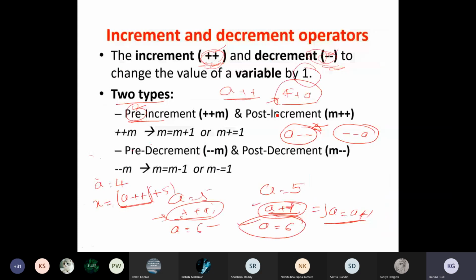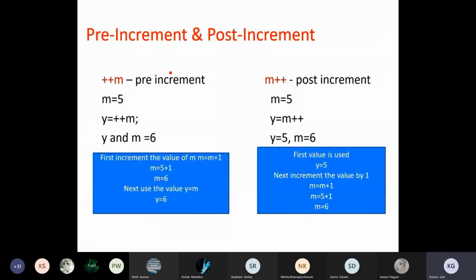Okay, so these are the examples that I have quoted here. Now look into the example given. Plus plus, this is pre-increment, I already mentioned. m is equal to 5, y is equal to plus plus m. If you check the contents of y and m, what is the value of y? 6. What is the value of m? 6. Correct, no?